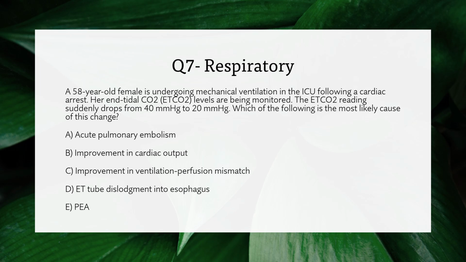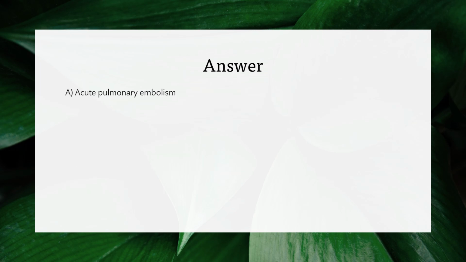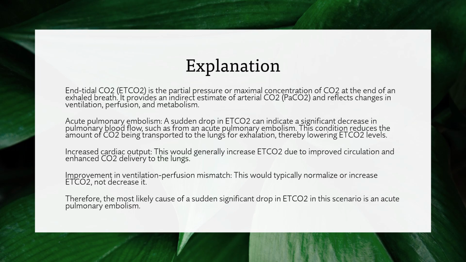Choice A, acute pulmonary embolism. Choice B, improvement in cardiac output. Choice C, improvement in ventilation perfusion mismatch. Choice D, ET tube dislodgement into esophagus. And choice E, pulseless electrical activity. Here you can find the correct answer. Correct answer is choice A, acute pulmonary embolism. Here is an explanation. Please read the explanation yourself.